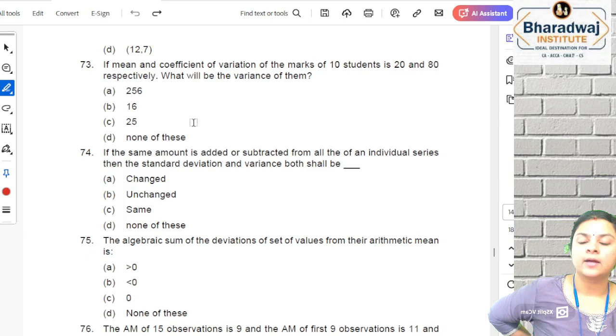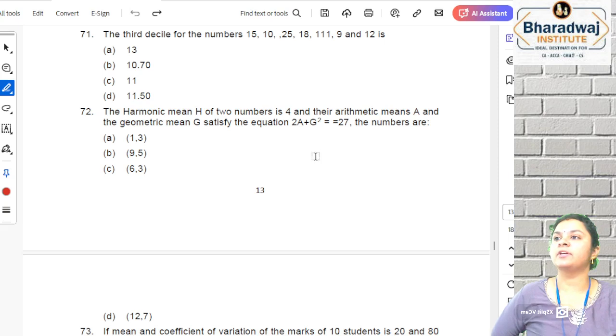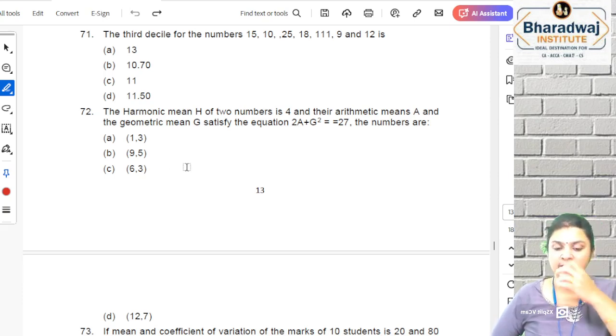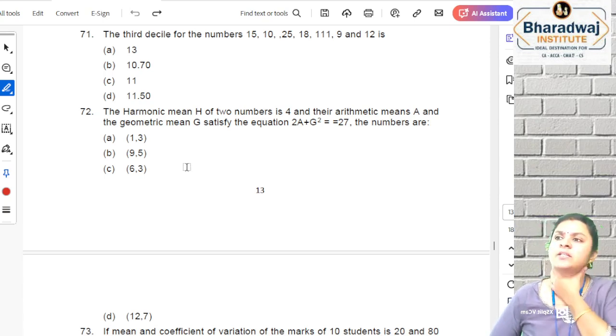Okay? Next, 73. To G square. Okay. How did you simplify? How did you substitute? GM is equal to the root of HM into AM. GM square is equal to HM into AM. GM is 27 minus 2A. HM is given to you. You have to substitute. AM will be 6 plus 3 divided by 2, in the numbers A plus B divided by 2 is AM. GM is root of AB. Correct? HM is 4. Directly you can take.